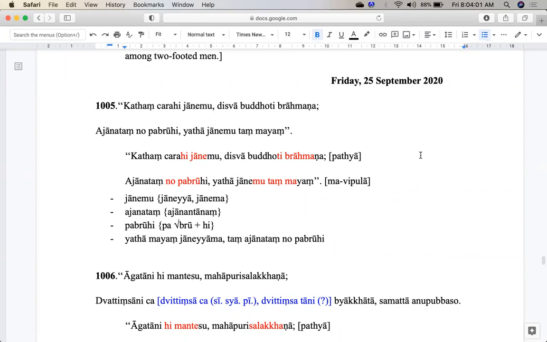So Katan Jarahi Jane Mu, Desawa Buddho Di Brahmana, Ajana Dano Babruhi, Yata Jane Mu Damayan. In the first line, Katan Jarahi Jane Mu: light, heavy, that is Ya, the yagana. And the second line, Desawa Buddho, after that Di Brahma: light, heavy, light. That is Jagana. So Yaja, that is Bhattaya.